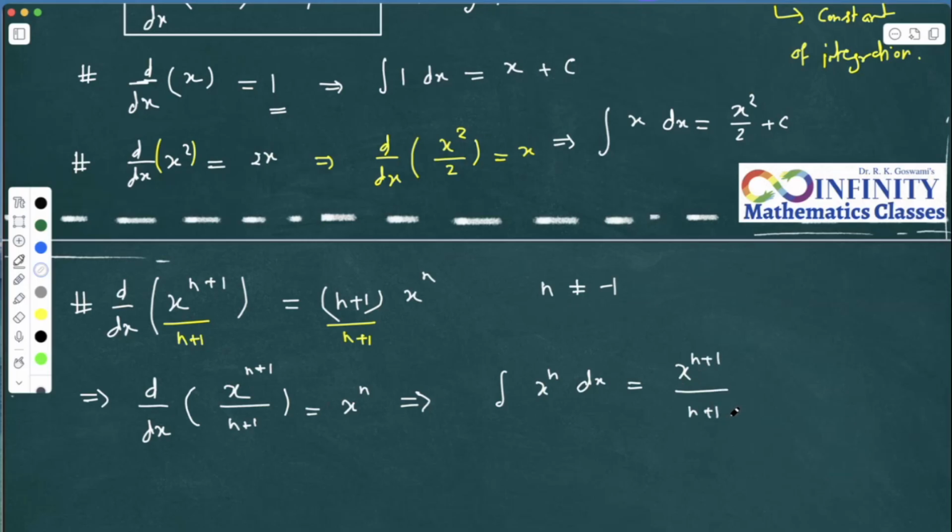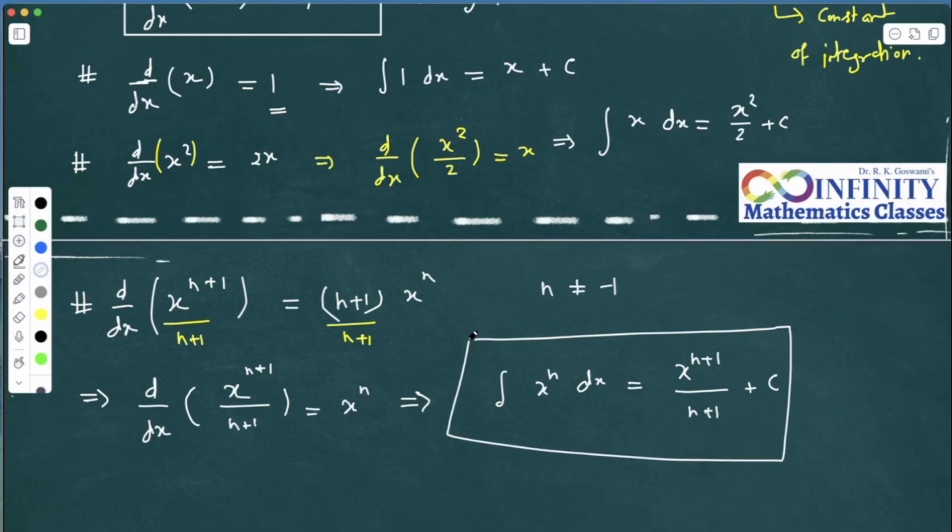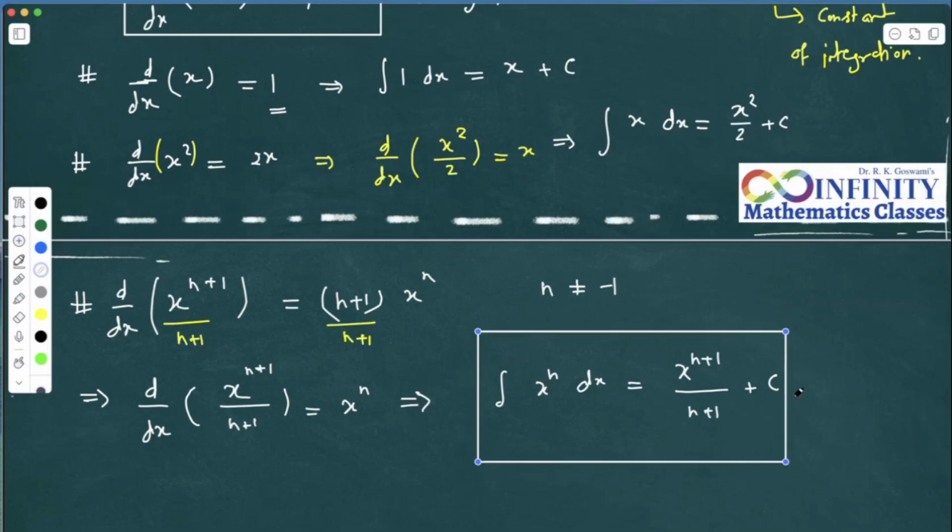I'm going to add a constant of integration. This is going to be our general formula, but there is a catch. The catch is I told you n is not equal to minus 1. Why have I taken this specific condition?